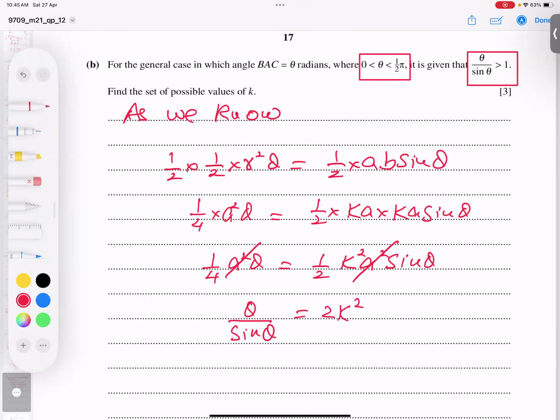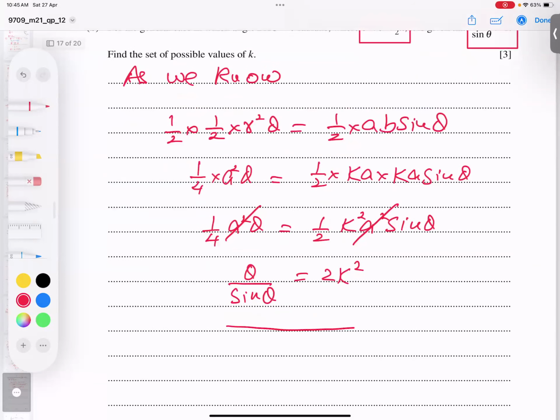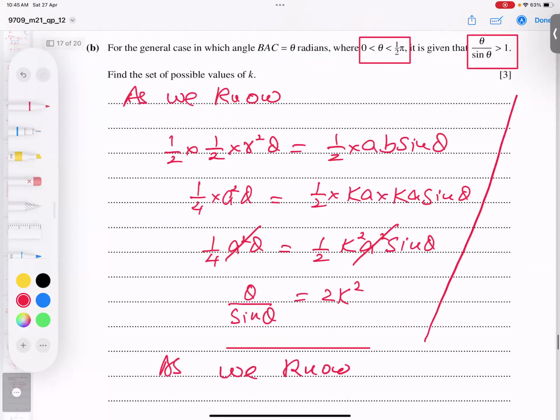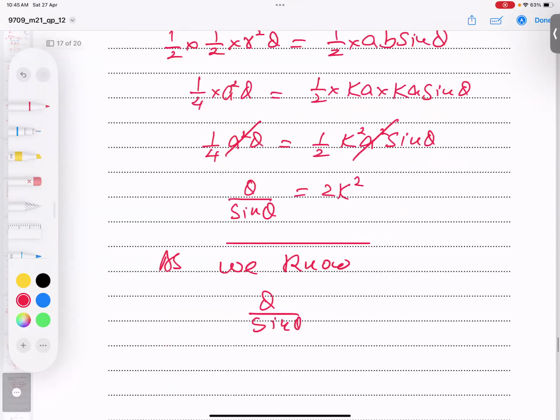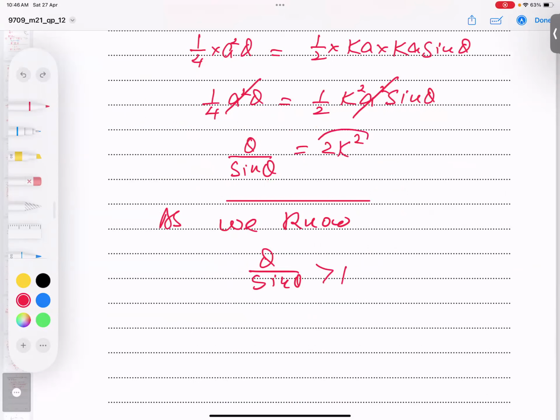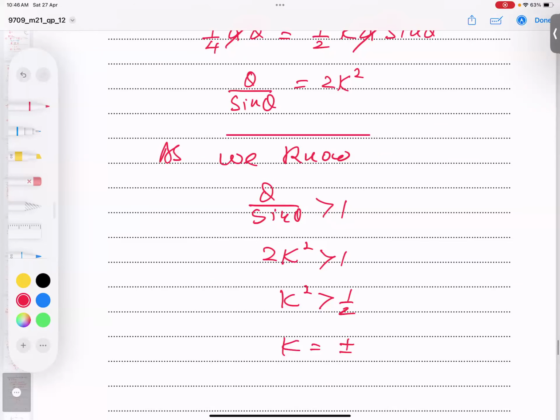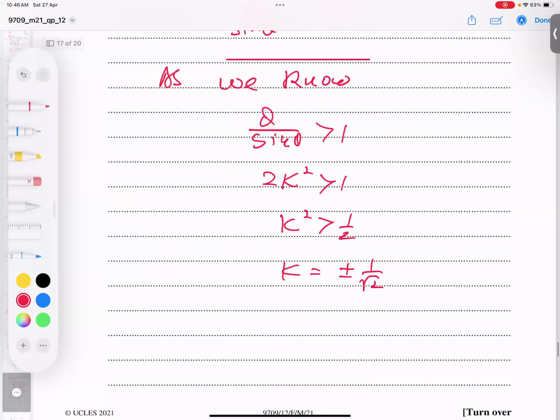Okay, students, I think this part is clear, how to approach this. And hold on, I'm just stopping here, and as we know, I write the words as we know. That connection I'm using here. Theta over sine theta is what? See, bigger than 1. So this value is bigger than that. So this I will bring here. So 2k squared is bigger than that. If I take the root, I get plus and minus root 1 over 2. It means it is coming between this. Oh, sorry, this is bigger, not equal. Sorry for that.